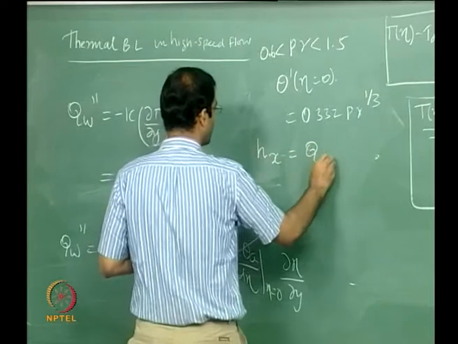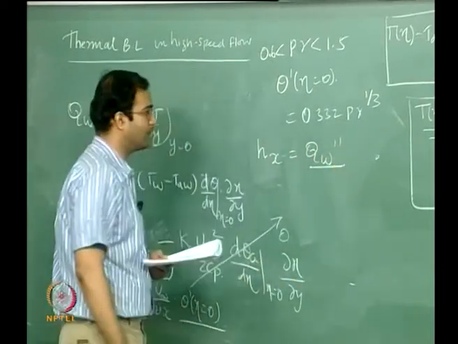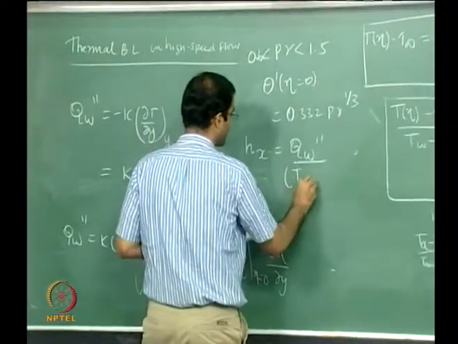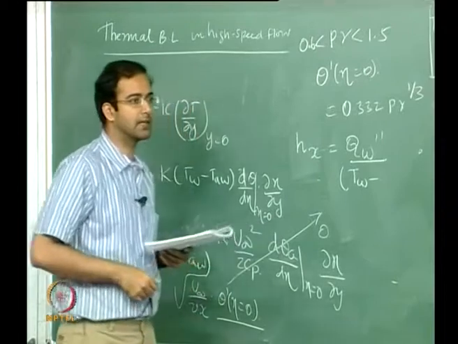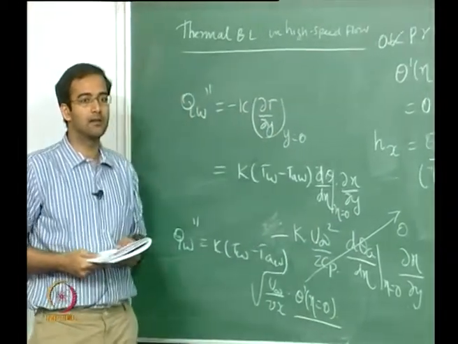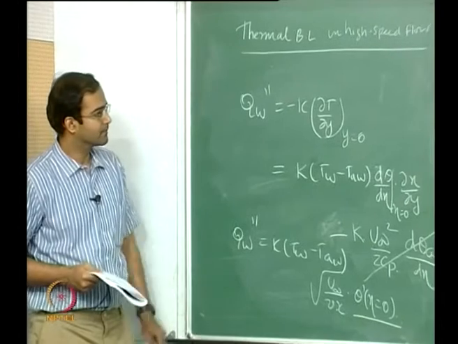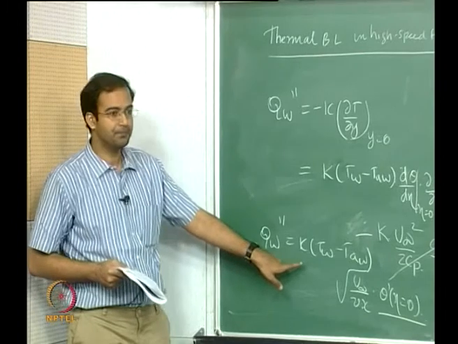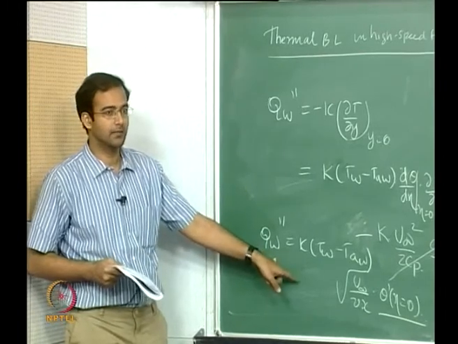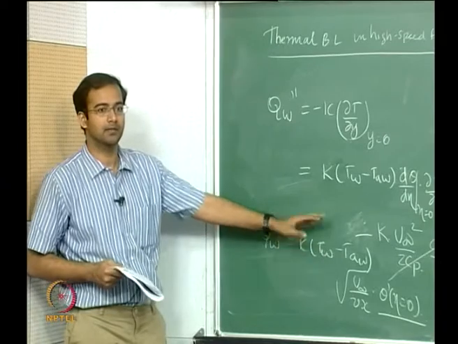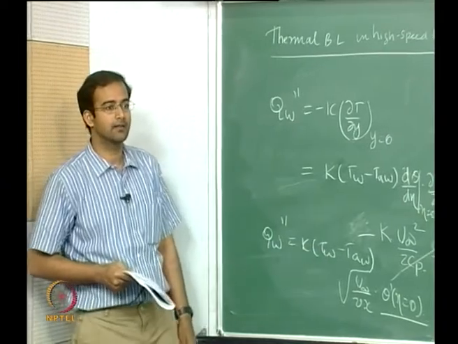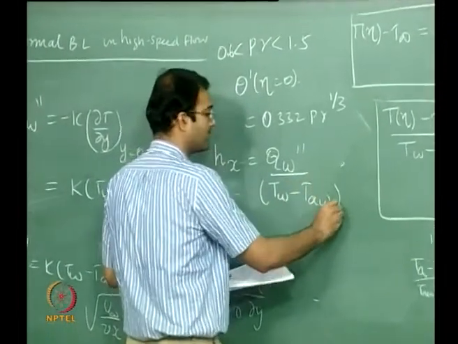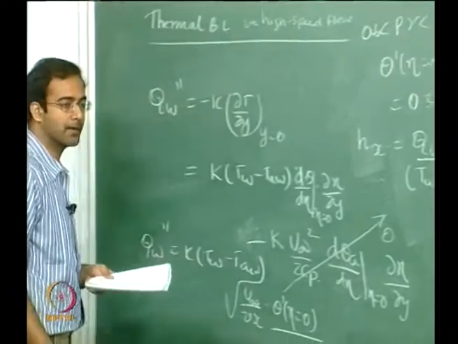You can now define heat transfer coefficient. How do you now define it? Now this can be T wall minus, whether you want to use T infinity here or T adiabatic wall. T infinity, why? Because if you look at this form right here, if you had defined based on T wall minus T adiabatic wall, this will get cancelled straight away. Okay, so therefore we would like to define my heat transfer coefficient based on T wall minus T adiabatic wall.